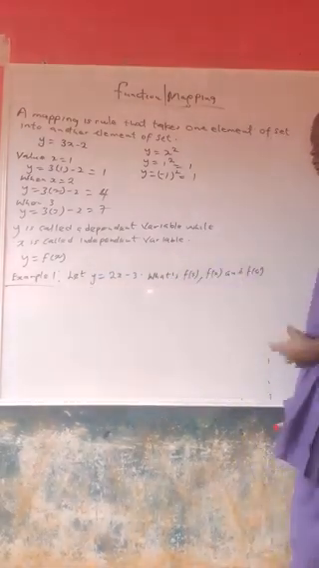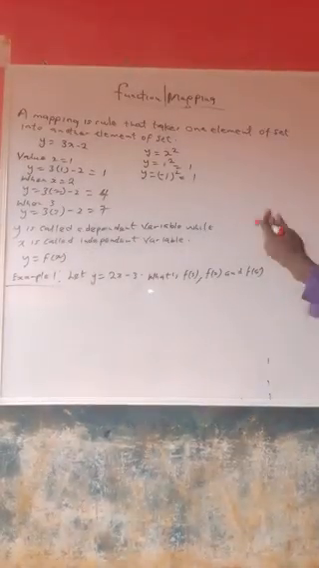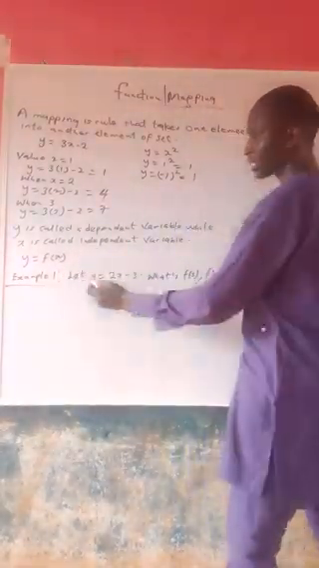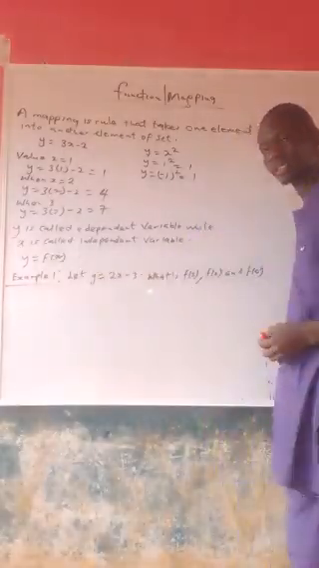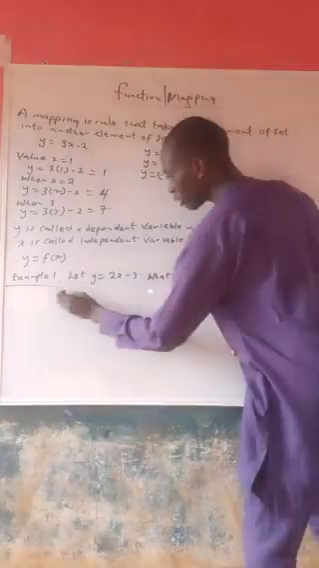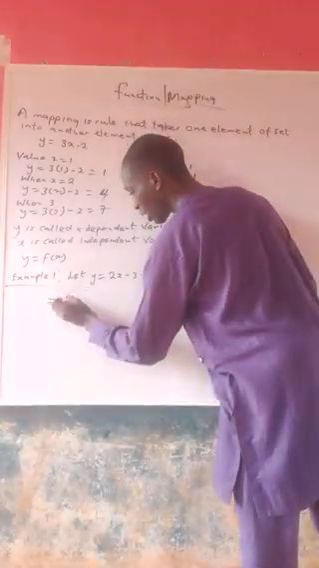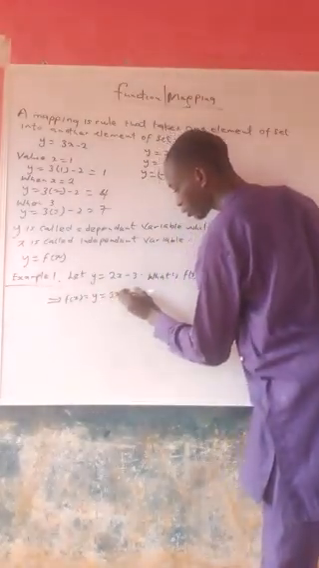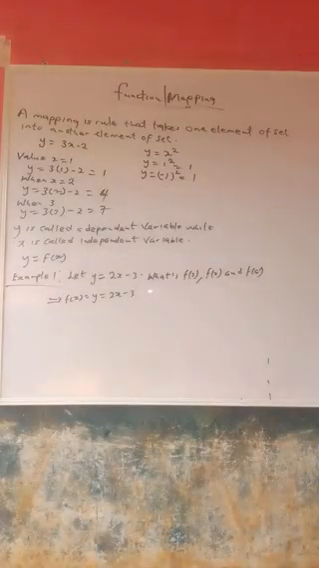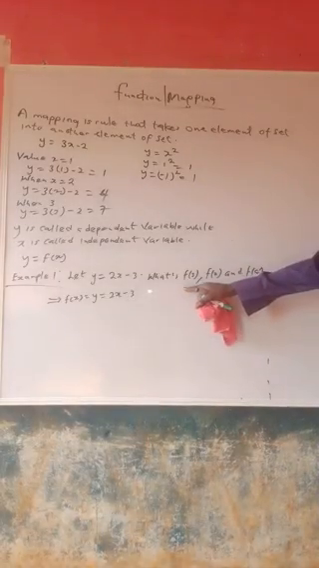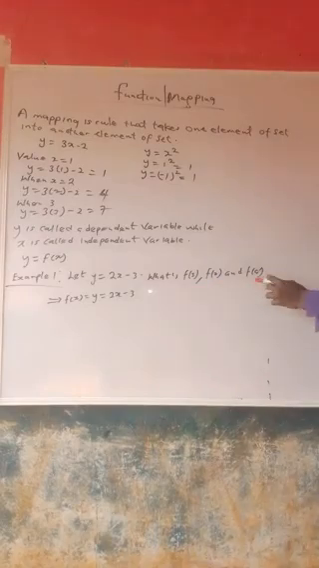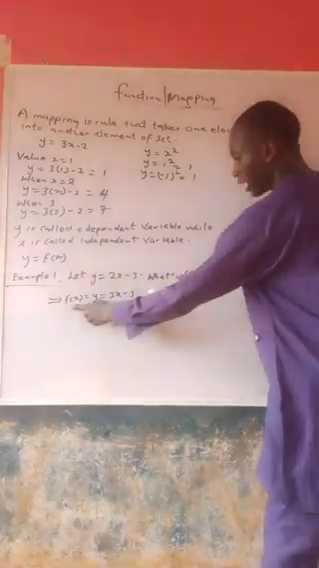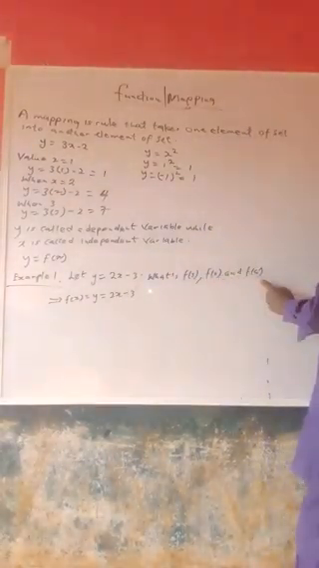Since the value of y is dependent on x, that's why we say y is a function of x. So I can say that f of x, which is the same thing as y, equals 2x minus 3. But if I want to evaluate the values of f of 3, f of 2, and f of a, this means that I'm going to represent x as 3, x as 2, and x as a.